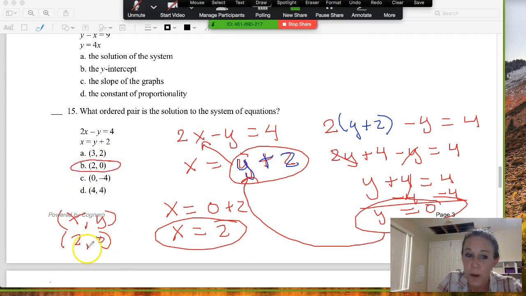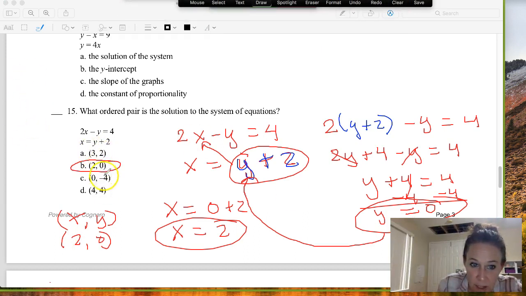Now, another way you could have done this without solving the system is plug each one of these into both of these and see if they work. If they work for both equations, then you know you have your solution. So you could have plugged in 3 for x and 2 for y and see if that's true. Then plug in 3 for x and 2 for y and see if this is true. If it works for both, it's not going to. Do it for this one.